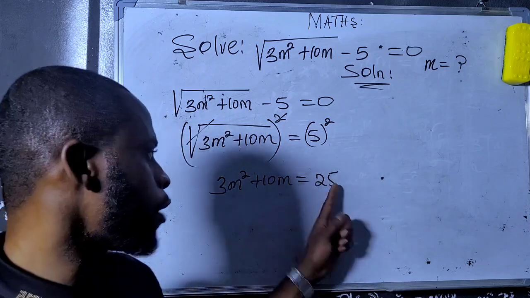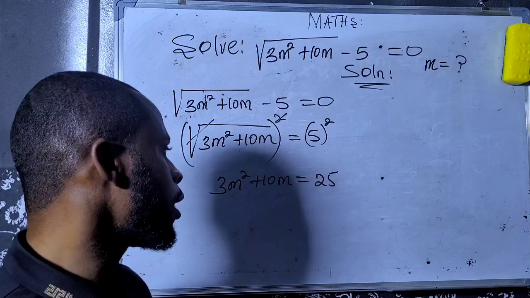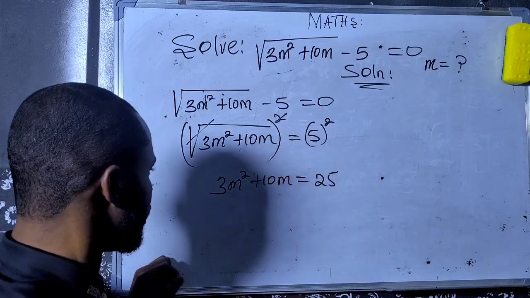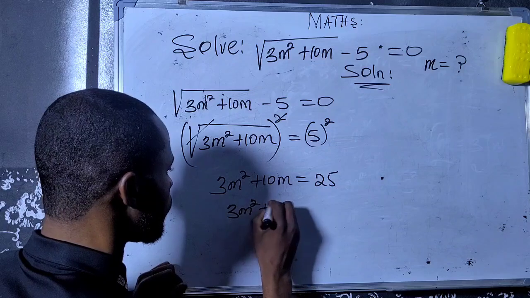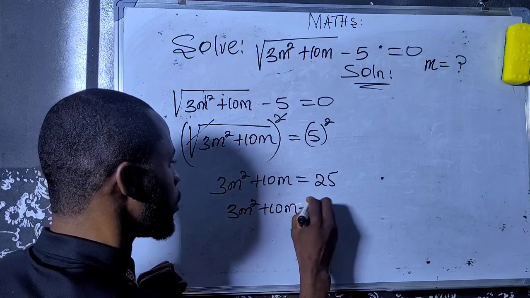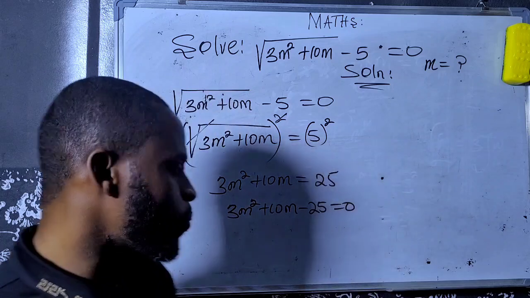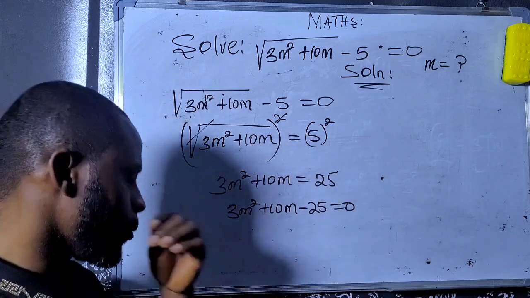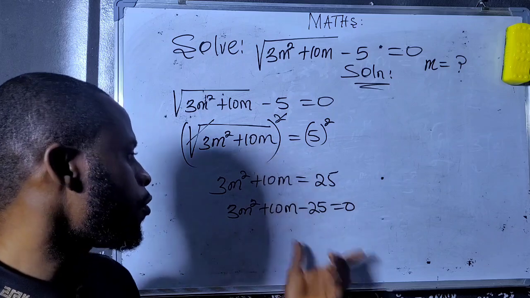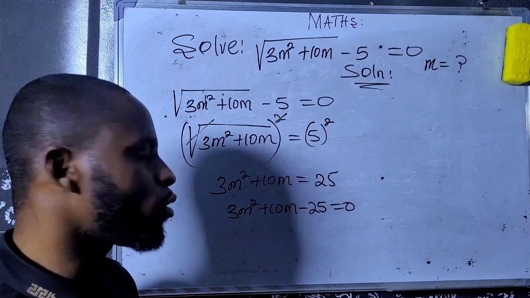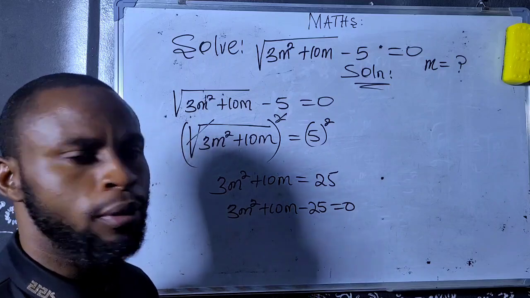Now this is quadratic. I will move this 25 back to the left hand side of the equation, and the equation becomes 3m squared plus 10m minus 25 equals 0. Then at this point, this is quadratic. We can use any method to solve this, but I'm going to apply the factorization method here, and I'm going to show you the shortcuts you can analyze this within some minutes.